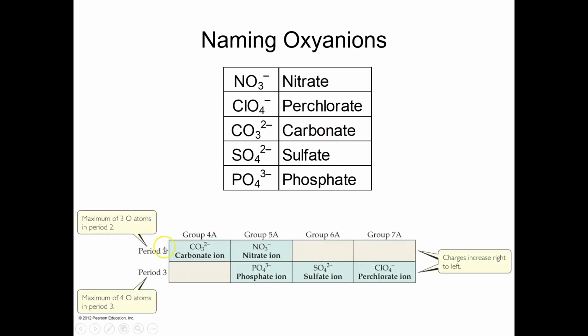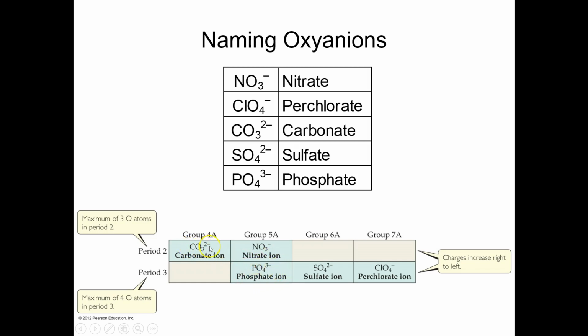But if you line these up by period and by group number, what you'll find is that the oxyanions from period 2 can have only a maximum of 3 oxygens, so carbonate has 3 and nitrate has 3. If you get into period 3 or below, you can have a maximum of 4 oxygens. Because phosphorus, sulfur, and chlorine are in period 3, phosphate, sulfate, and perchlorate each have the maximum number of oxygens for period 3, which would be 4 oxygens.